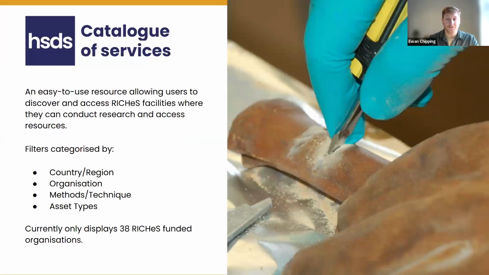On the other hand, we have the Catalogue of Services, which is a little bit different. Rather than datasets, this catalogue focuses on services and facilities. So it holds details of places where you can carry out research, access expertise, and look up specialist equipment that might be available for you to use as well. We have various filters that we can categorize by, which are useful depending on what kind of resources you want to access.